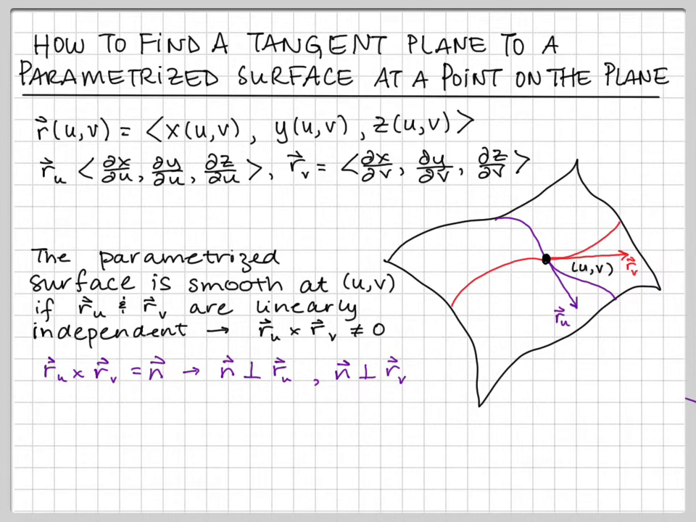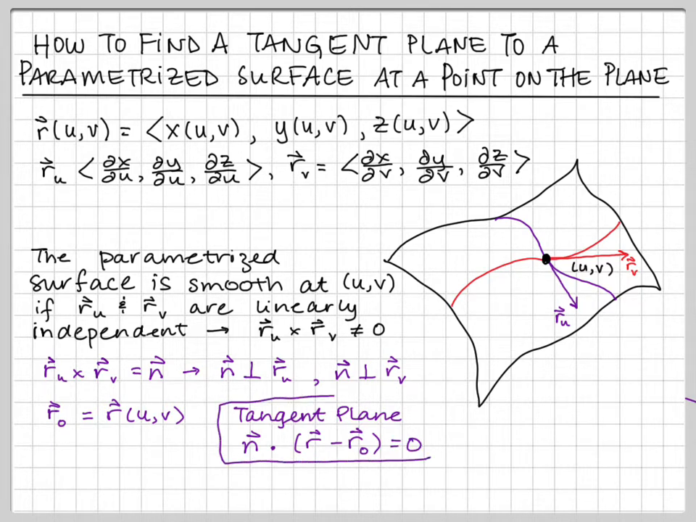So if we let r sub 0 be some given point on our plane, the point at which we're trying to find the tangent plane, if that is r of uv, then the equation for the tangent plane is n dot (r minus r sub 0) equals 0, where n is our normal vector, the cross product of r sub u and r sub v. r is an arbitrary point in space, and this equation tells you when that point in space is on the tangent plane.